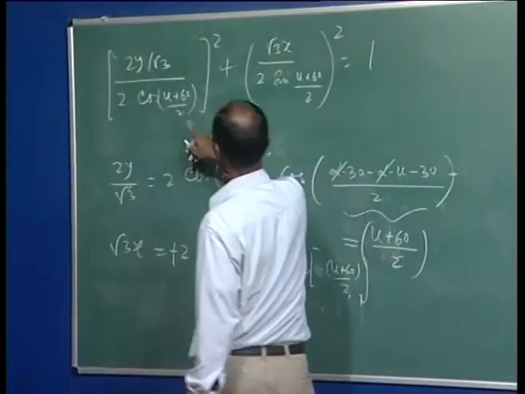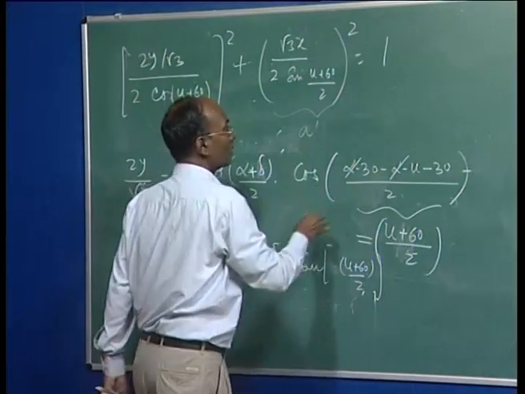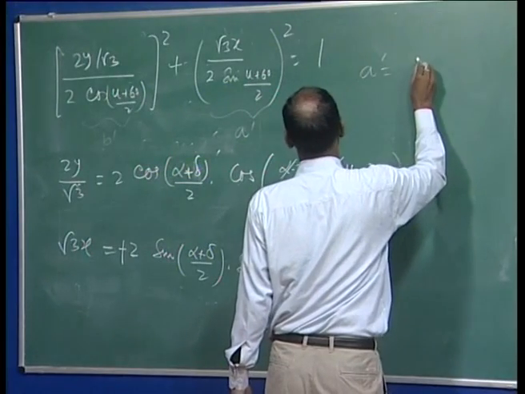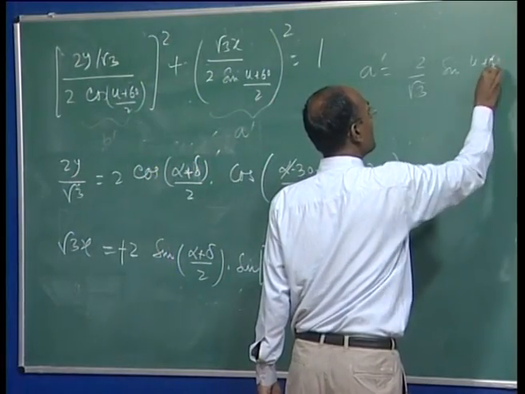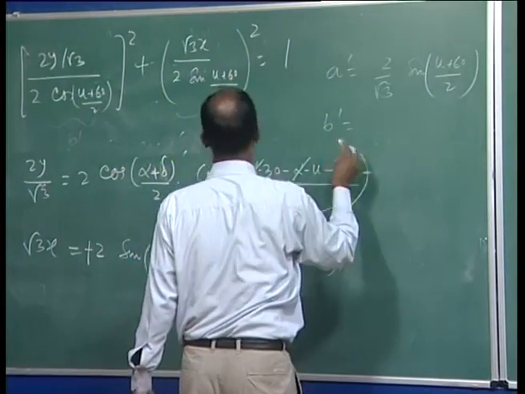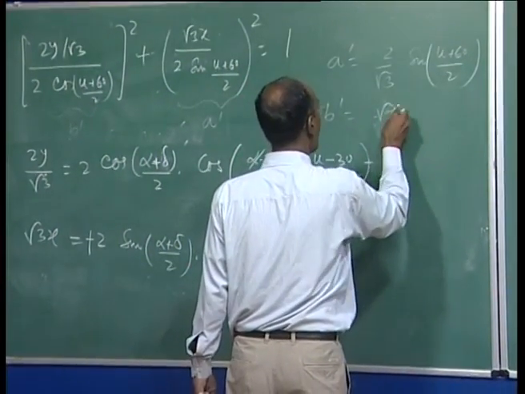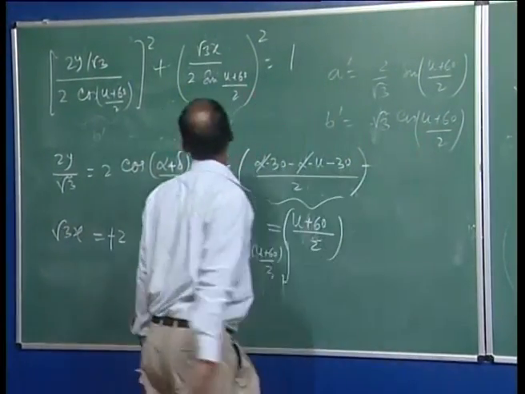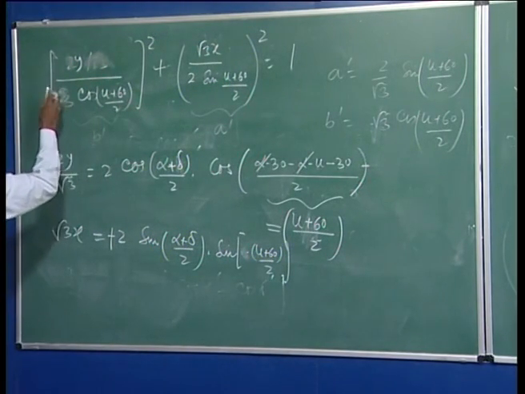Now, you can see what we are getting. In this case, this is b prime, this is a prime. So your a prime now is twice root 3 sine of u plus 60 degree by 2, and your b prime, the 2 is cancelled, is root 3 cos of u plus 60 by 2, because this 2 is cancelled and I can write here root 3, this is your b.